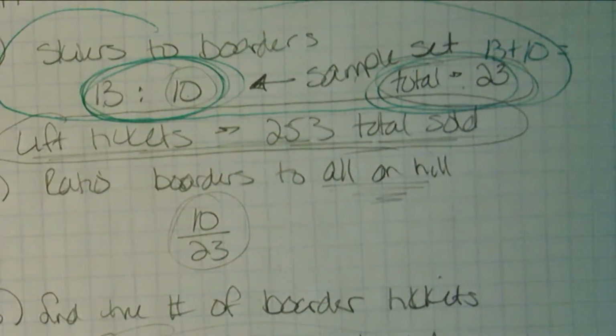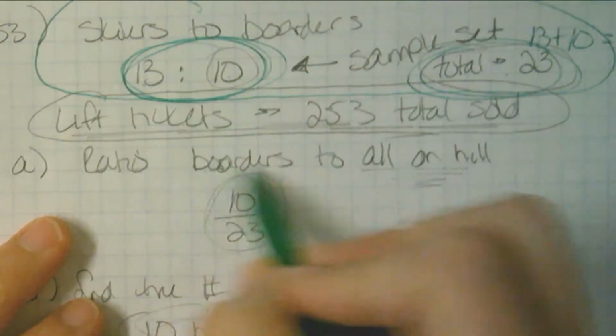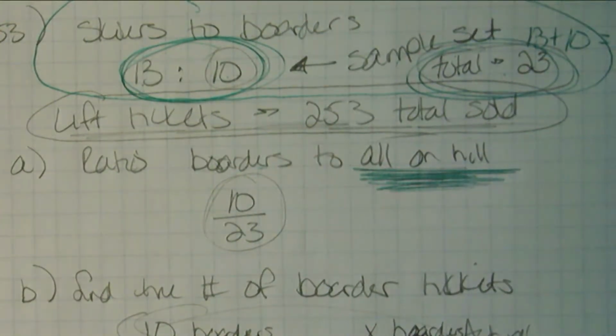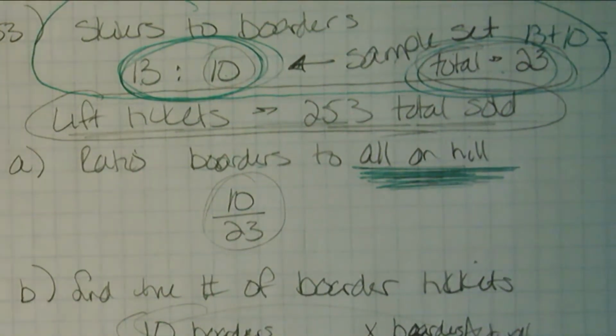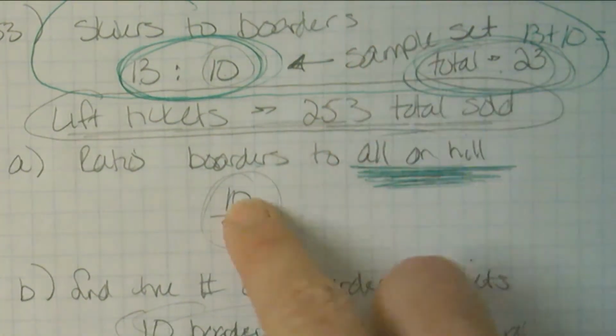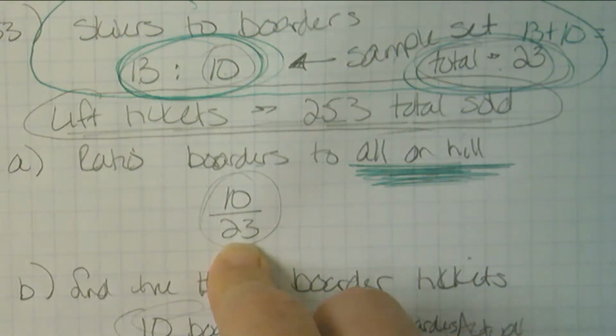Okay. The reason I knew I had to find that was, in A, they were looking for the ratio of boarders to all people on the hill. So I needed to come up with, in my sample set, how many total skiers and snowboarders together there were in my sample set. Do you understand that? All right, so because I needed to write a ratio using that. So my boarders was 10, and all my people on my hill for my sample set was 23. So that's where that 23 comes from. Are you cool with that?